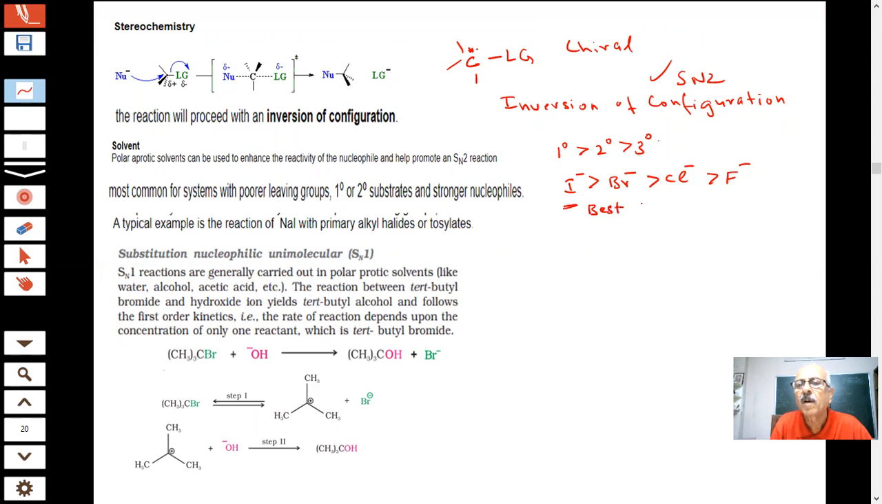You can see this has a larger size, and therefore the negative charge is spread over a larger surface area, a larger part of the molecule. This is more stable as compared to this. This is more stable than this. Therefore, this will leave better. So this is the order of the leaving groups.